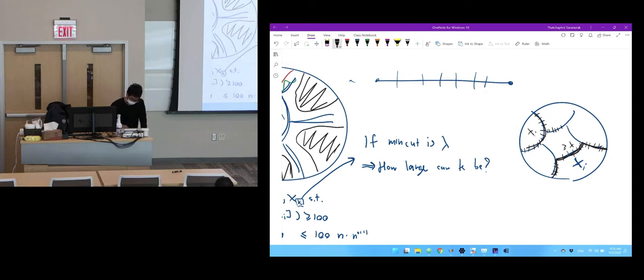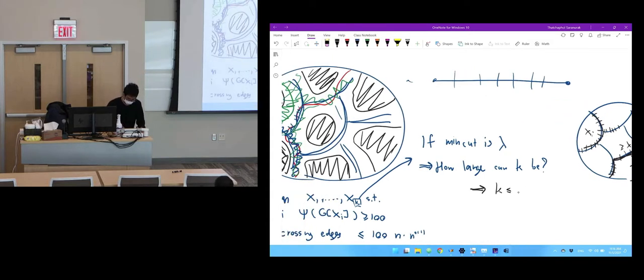So k is at most n over lambda. Is it like phi n, and not n? It should be like phi n. Yeah, phi n, but phi is vertex expansion, so it should be the edge expansion parameter times n over lambda. I don't understand that, sorry. So there can be at most phi n intercluster edges, right? So it should be phi n over lambda.